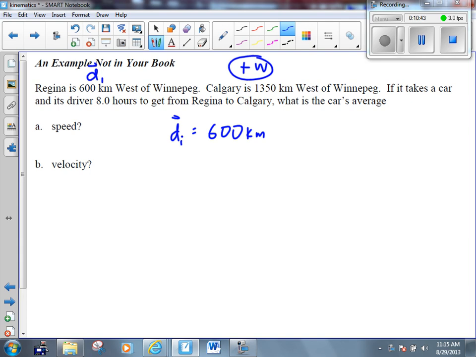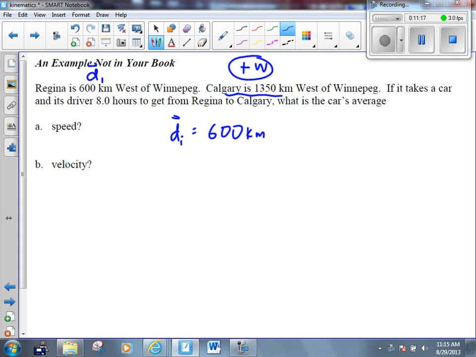Had we defined east as positive, which would be okay to do, then my initial position would not be 600 kilometers. Rather, it would be negative 600 kilometers. Does that make sense? I don't care which way you do it. East is positive, west is positive. The only reason I define west as positive here is because both of these numbers are west. So it probably makes sense to go positive. But if you want to make east positive, which is actually more common, then we're just going to make my initial position 600 kilometers.